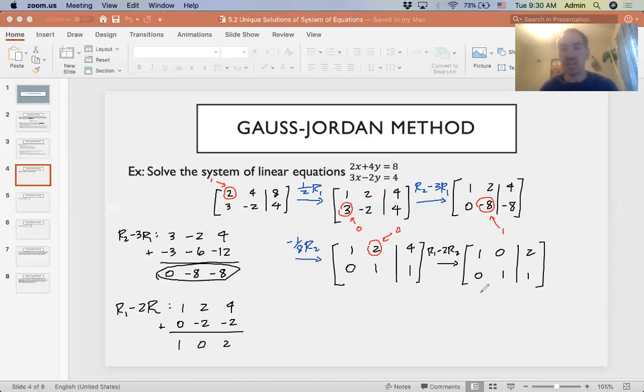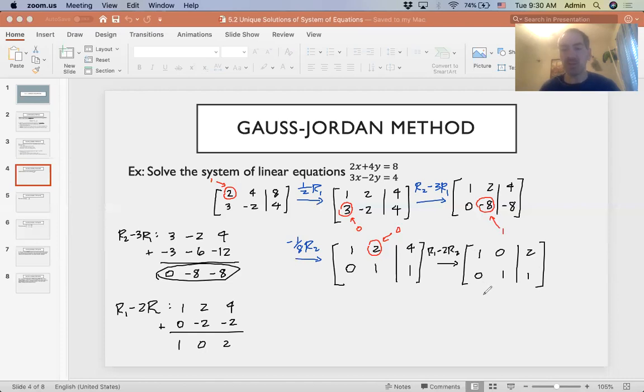Now, this is in row reduced form. I don't have any rows of all zeros. I don't have to worry about that first requirement. But the first non-zero entry in each row is 1. All the other entries in the columns are zeros. Okay, so this is row reduced form.